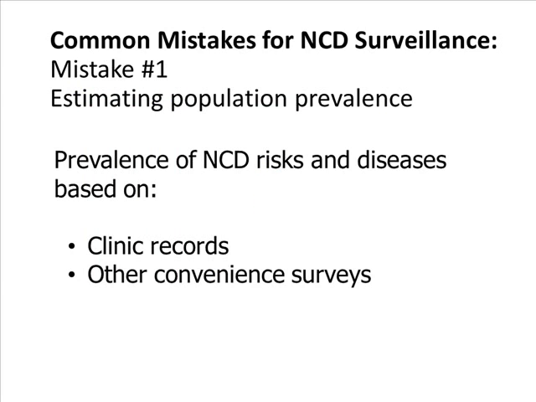Slide 34. The most common mistake for NCDs is to estimate population prevalence of NCD risks and diseases based on clinical records and other convenience surveys. What is the problem with using these sources? First, they undercount the true number of cases in the population for most conditions. There is one exception: conditions like amputations that almost always occur or are recorded in the health system. Second, clinic attendees and convenience survey participants are not representative of the whole population.